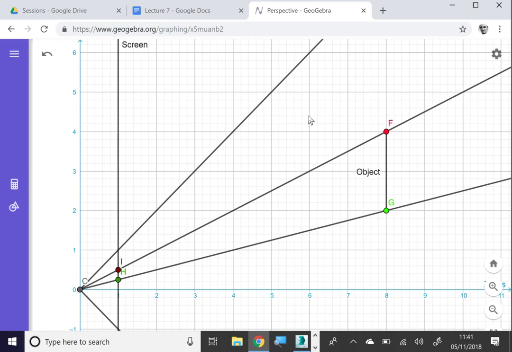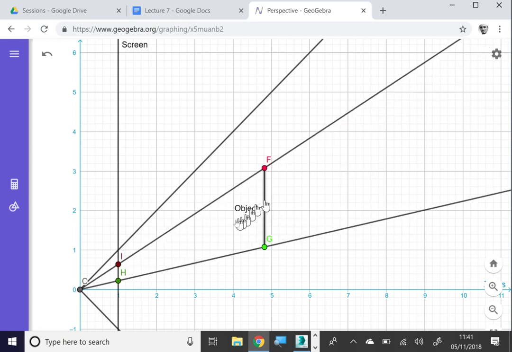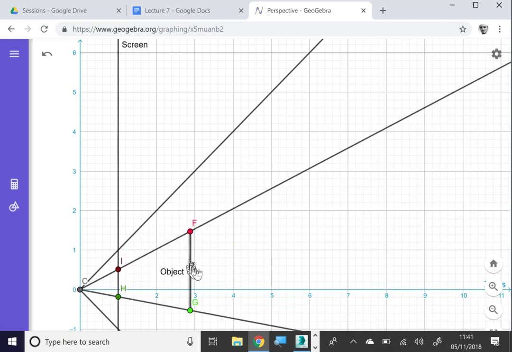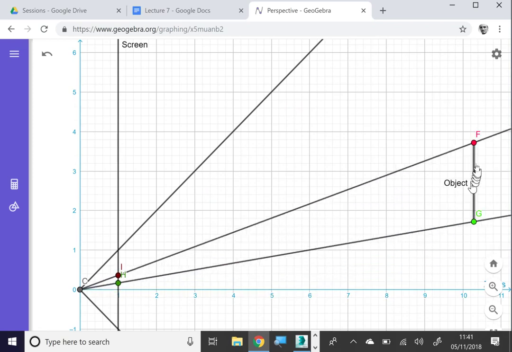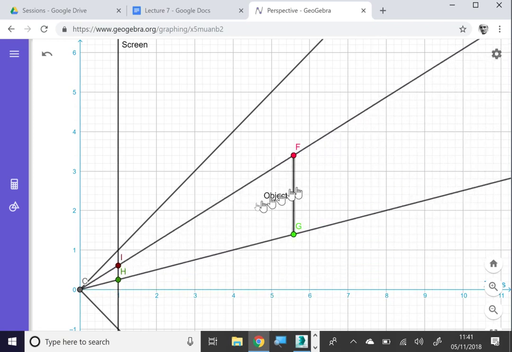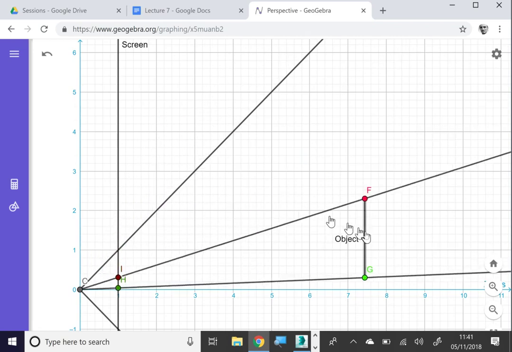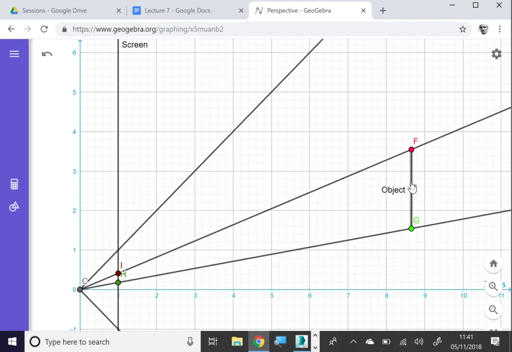So, doesn't matter where this object is. We can move the object around, the projection is good. Can't see it. You can see it. Okay. What these lines actually are is the projection of the homogeneous coordinate.